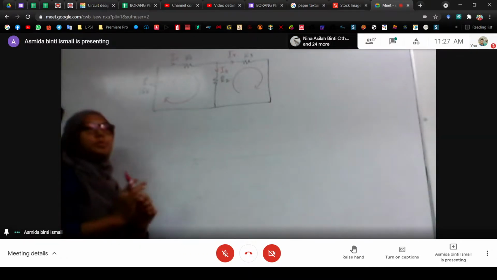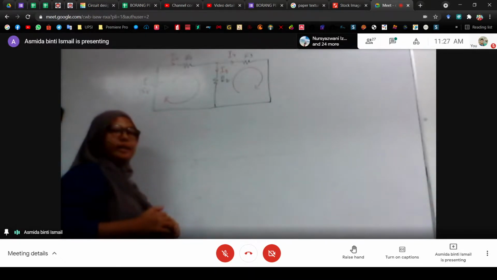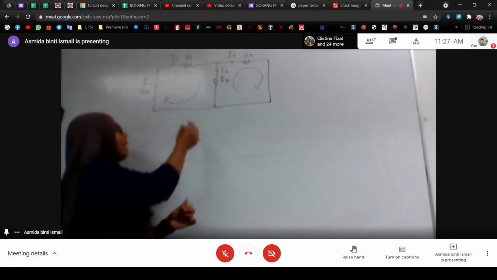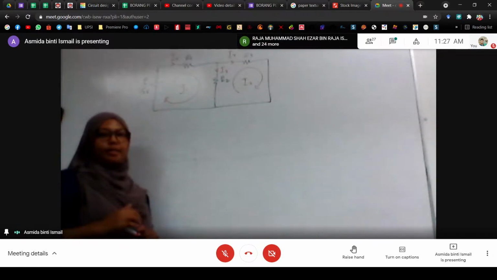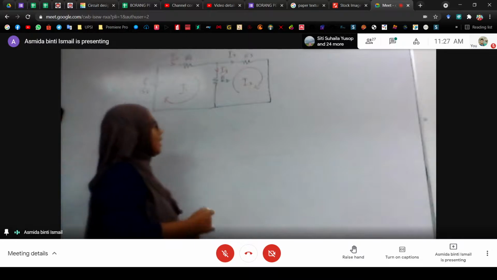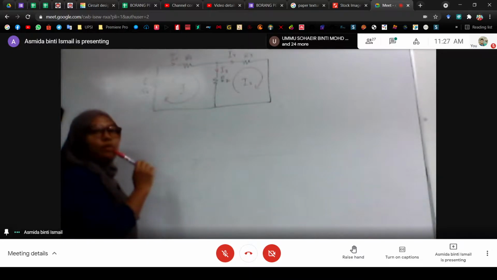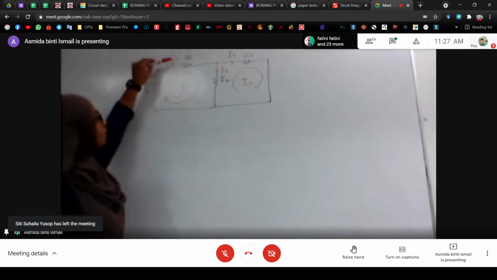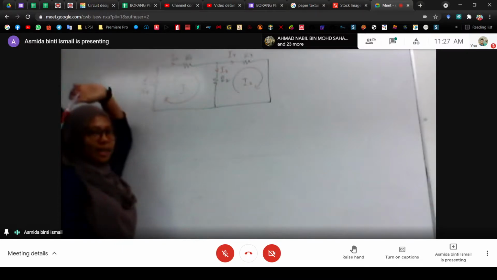Like before, I write this is I1 and this is I2. Actually, this is the current flow. So you know here that the current flow here is Ix. So you know that I1 is equal to Ix.